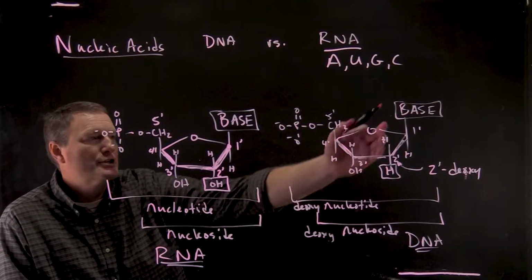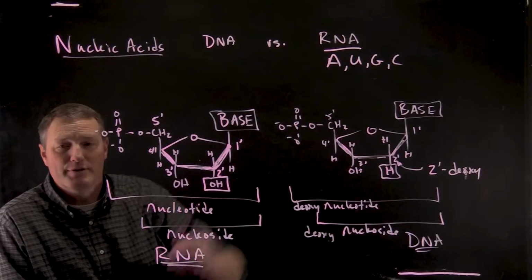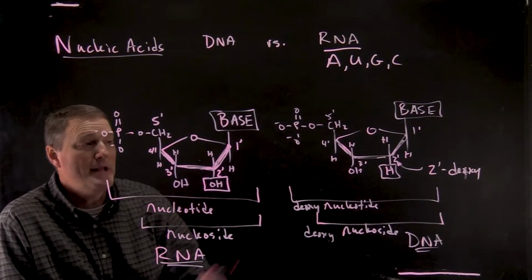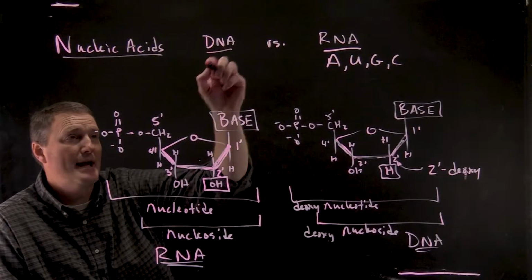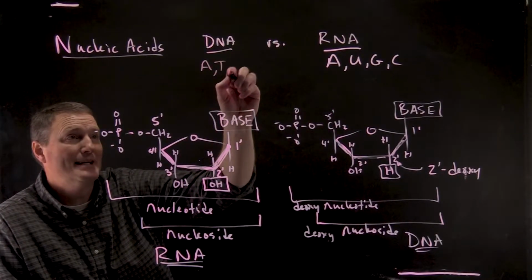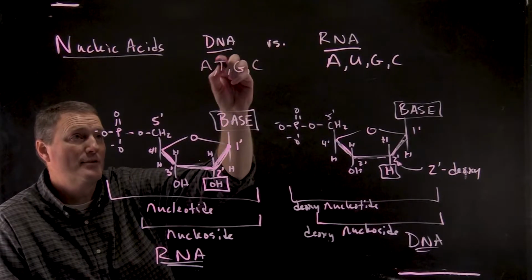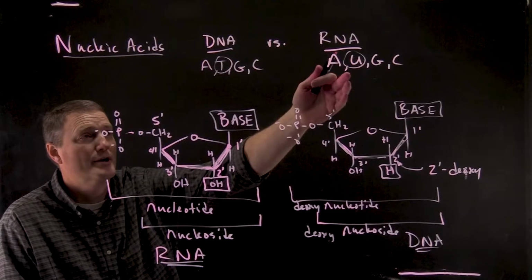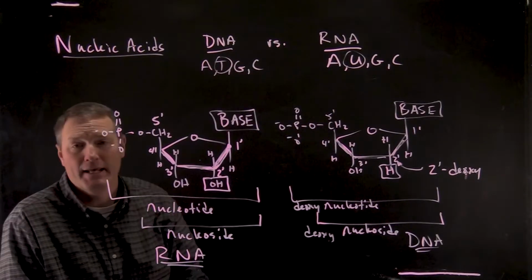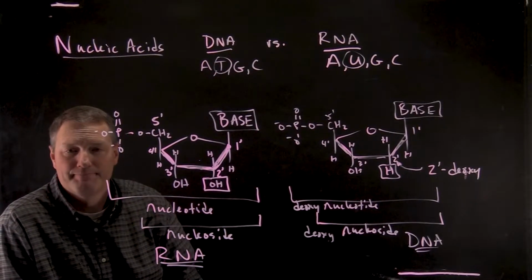And then lastly, what we should just say is that there is one other major difference between DNA and RNA. The bases are slightly different. Instead of uracil, DNA is going to have A, T, G, and C. So the main difference in terms of the bases is that in RNA you have U or uracil, and in DNA you have T or thymine.